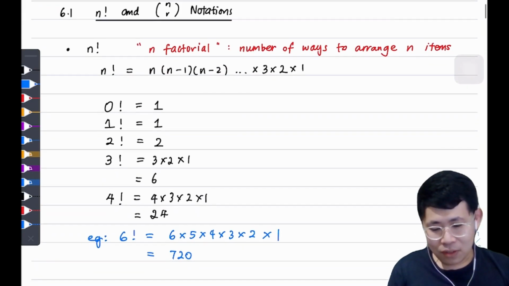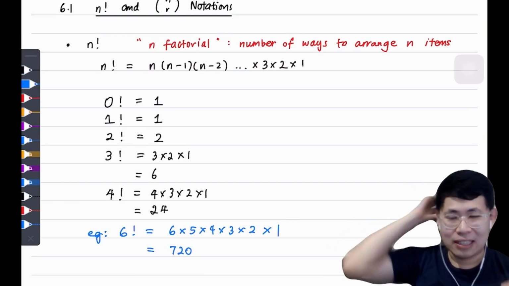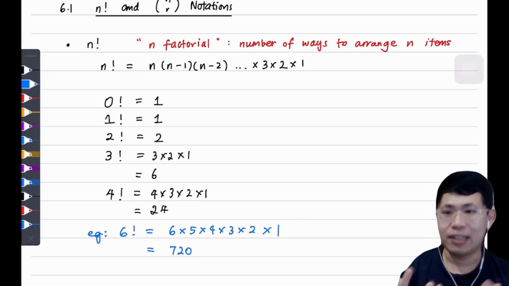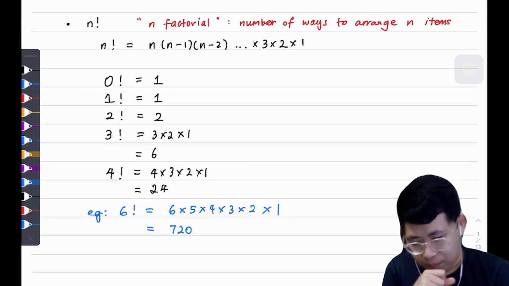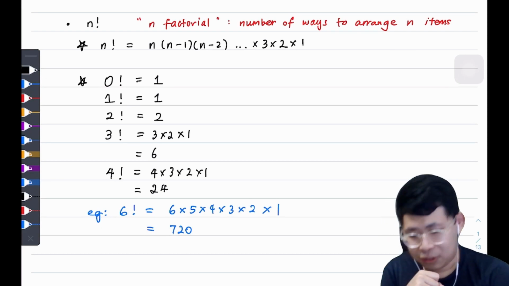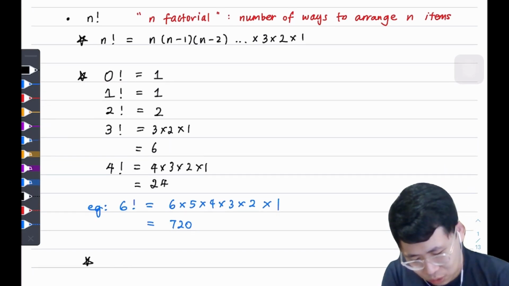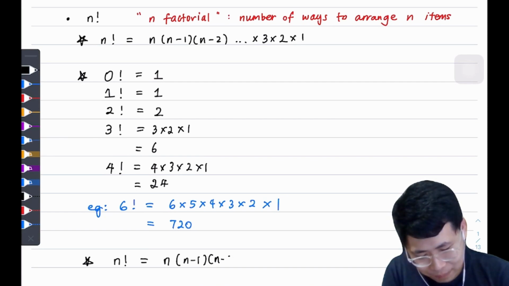Okay, so this is the first notation, the factorial notation, and it tells us the number of ways to arrange n items. This is the definition that we need to know. We need to know that 0 factorial is 1. And the next one that we need to know is that we can sometimes rewrite n factorial as n times, and so on, all the way to 3 times 2 times 1.